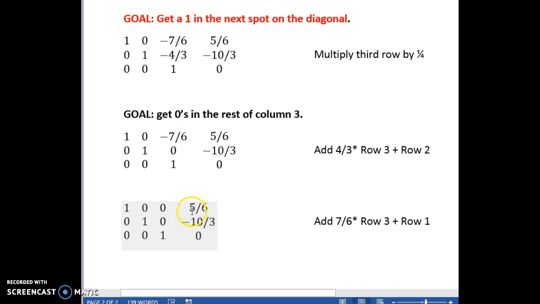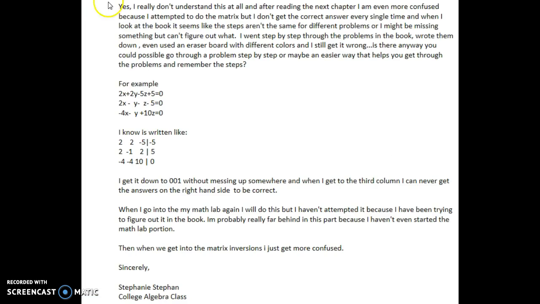And you can plug those back in. If you plug this value in for x, this value in for y, and this value in for z, all 3 of these equations will be true. So you can kind of test your work.